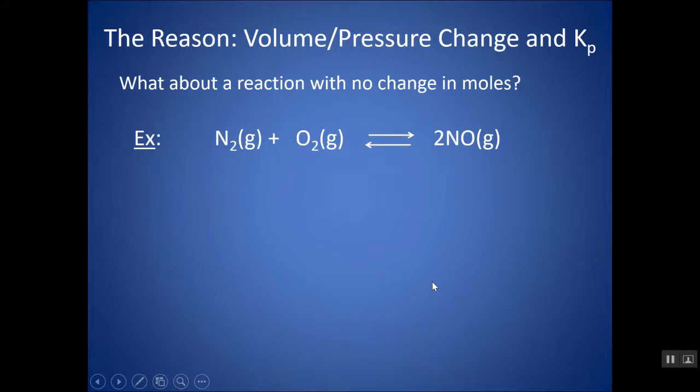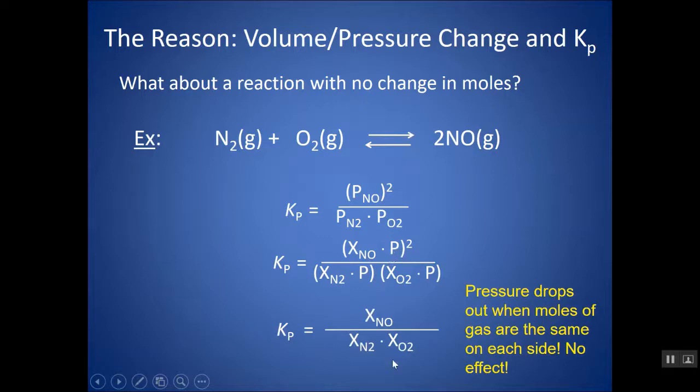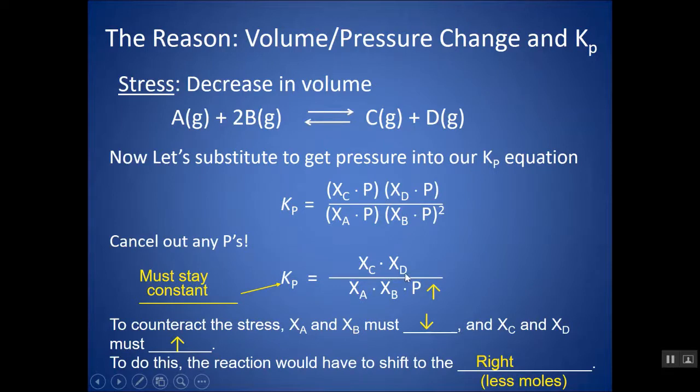What about a reaction with no change in moles? So here's my Kp expression for this reaction. Notice there are 2 moles of gas on the left, 2 moles of gas on the right. If I were to plug in with the mole fraction equation, you're going to notice that all the pressures cancel out. So if you have the same number of gases on either side, pressure drops out of your equilibrium expression. So it doesn't matter if you've changed the total pressure, it would have no effect on my equilibrium expression because it's not there. So that's why changing the pressure doesn't affect anything if you have the same number of gases on either side.